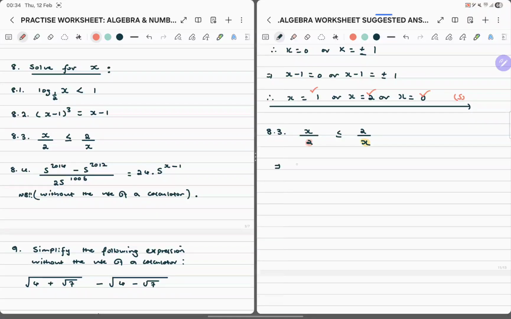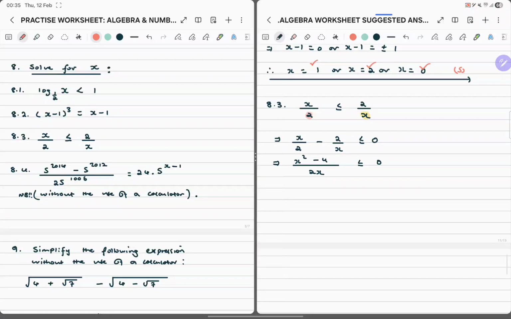So we write it in standard form. This is x over 2, we transpose, and this becomes x over 2 minus 2 over x less than or equal to 0. Now what we need to do is create a single term. We can't deal with two terms like this. So when we create a single term, the common denominator is going to be 2x. Then we get x squared minus 4 less than or equal to 0.